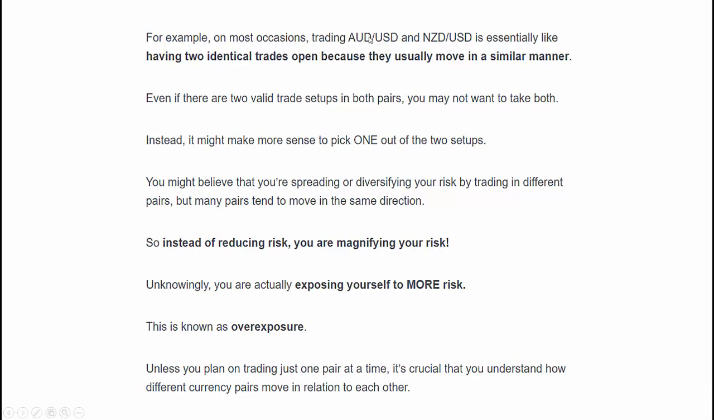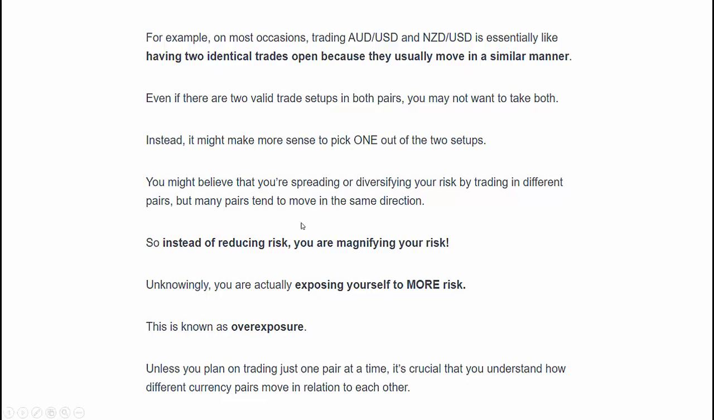So if you had one contract of the Aussie and one contract of the New Zealand dollar, this is going to be like having 2 contracts of one, okay? Because they both move very, very similar. So even if they are 2 valid trade setups in both pairs, you may not want to take both, because it's like having 2 sister trades that are going in the same direction and are highly correlated. Instead, it might make more sense to pick one out of the 2 setups and take just that one.